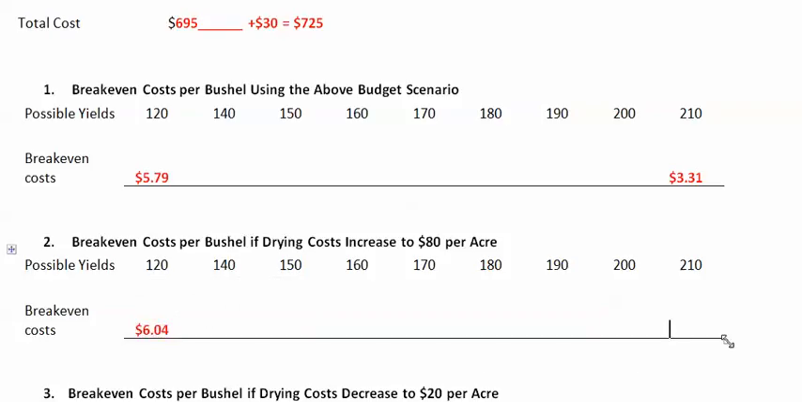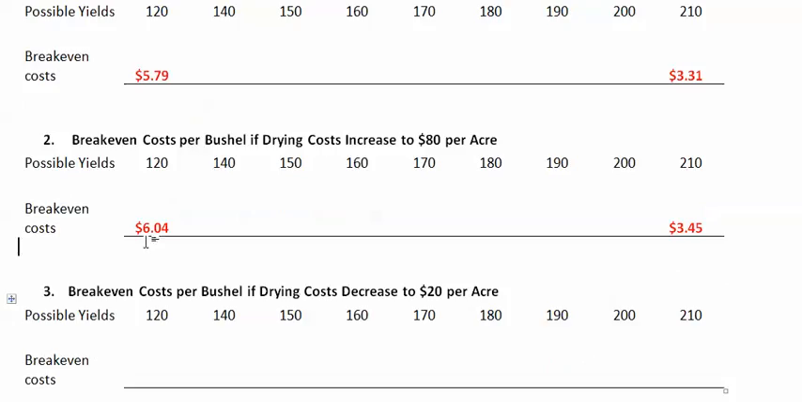At the other end of the spectrum, if we have great yields, 210 bushels per acre, that yields us an expense of $3.45 a bushel. So you can see the obvious difference here. We have a major difference in cost per bushel as we increase production.